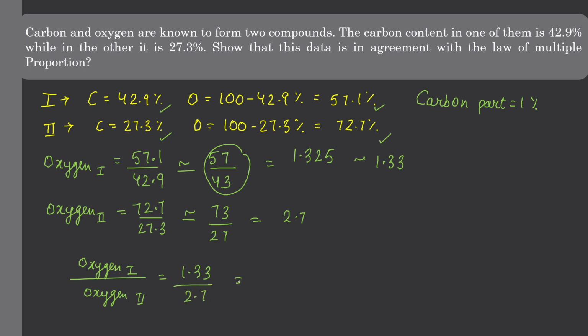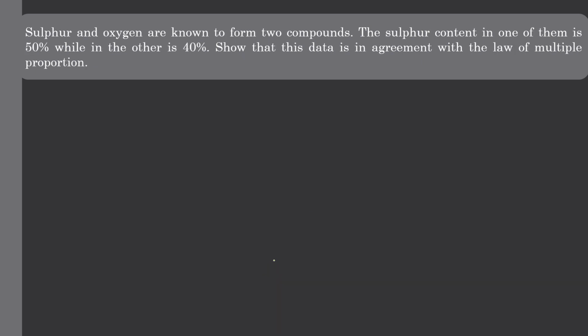Just by looking at the ratios, we can clearly see it goes 1 times and almost 2 times. The ratio will become 1 ratio 2. And this is in agreement with the law of multiple proportion. The next question is, sulfur and oxygen are known to form two compounds. The sulfur in one of them is 50%, while in the other it is 40%. Show that this data is in agreement with the law of multiple proportion.